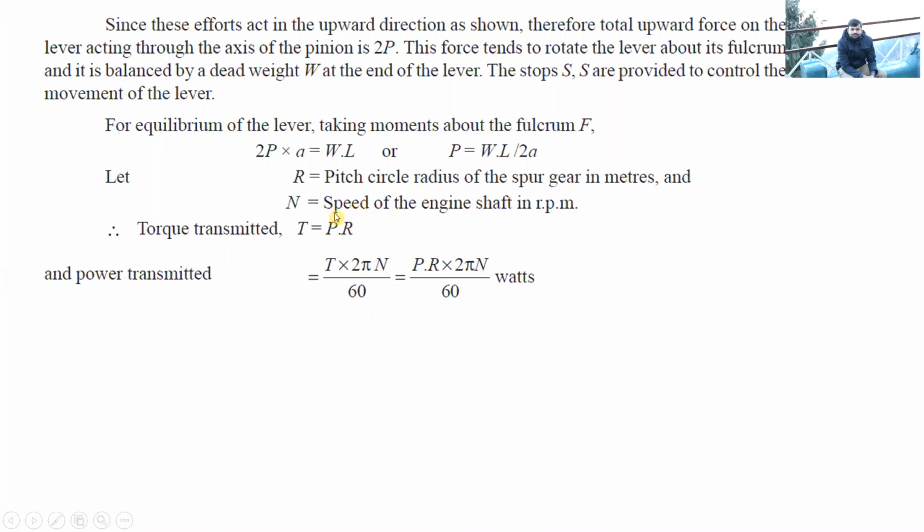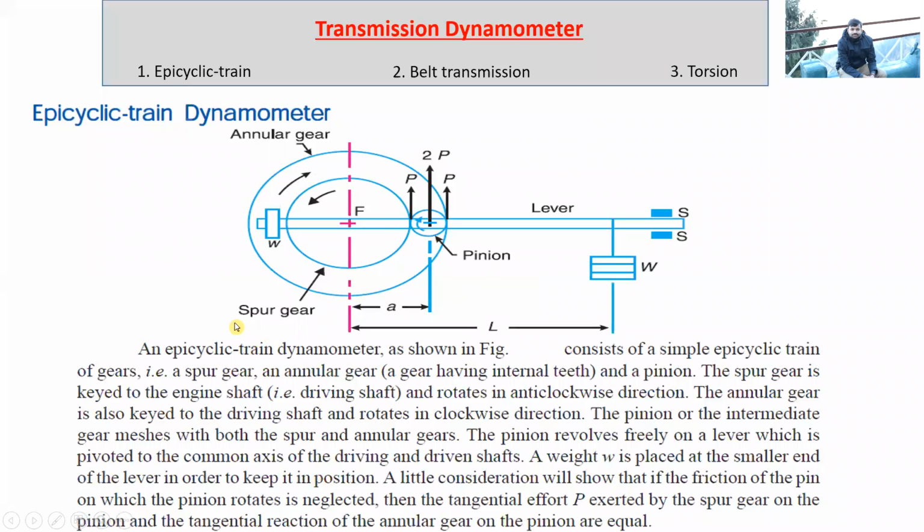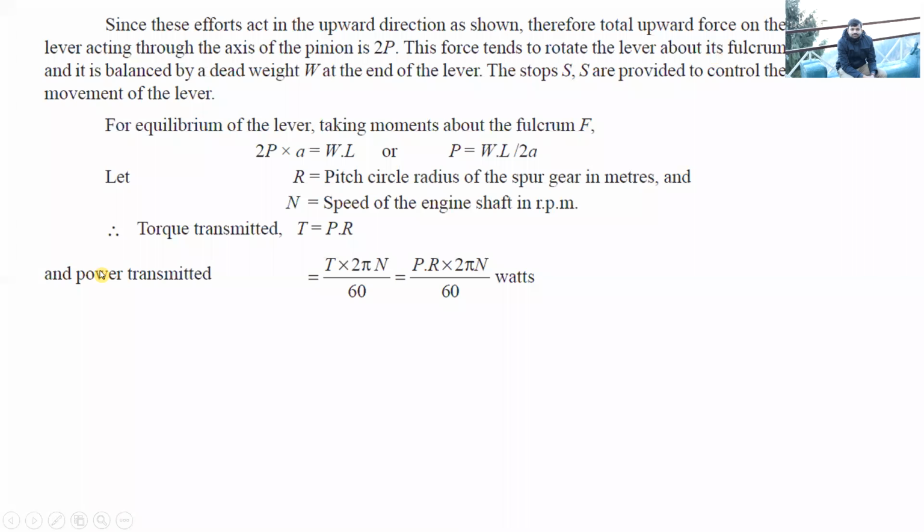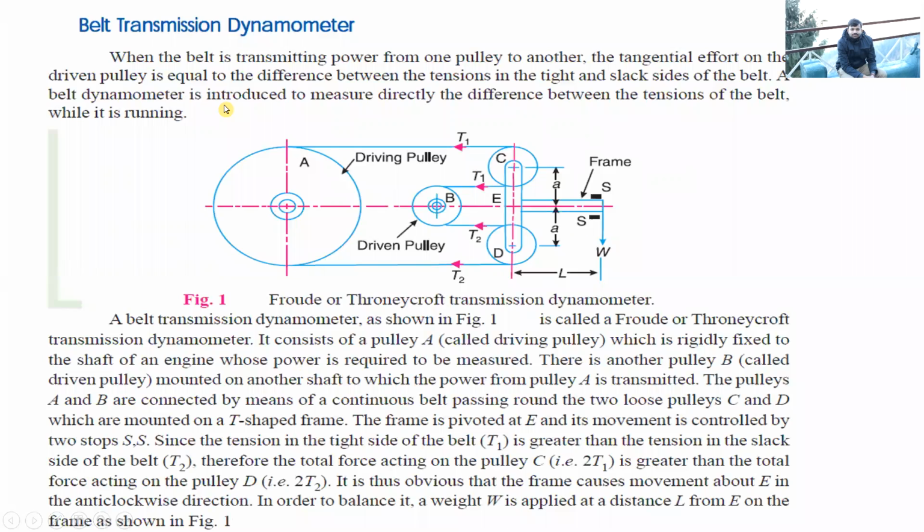Once we have this P value from this formula, we can calculate the power transmitted by the simple formula 2 pi NT by 60. Let's substitute the value of T equals P into R. So this P can be calculated with the help of this arrangement, and by subsequent calculations we will find out the power and torque. I hope this is clear to you. I'm not going through this text because whatever I'm explaining is the same thing written over here, so you can refer to it later for your reading purpose.